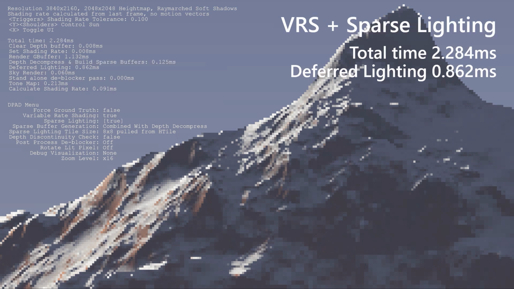And here we have the exact same view again, still at 16 times magnification, but this time we are running both variable rate shading and sparse lighting, and you can flick the video back and forth and look at the before and after between lighting every pixel and lighting a subset of the pixels, and I challenge you to see any kind of a difference. But what we're accepting, of course, is that the deferred lighting time has dropped significantly, which is brilliant. That's exactly what we're after.